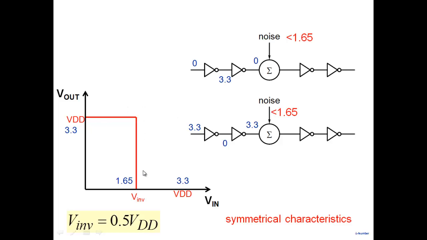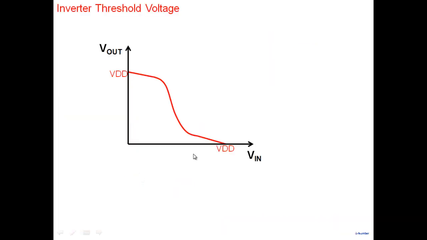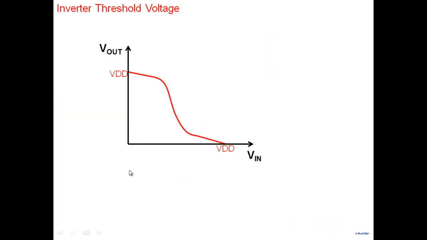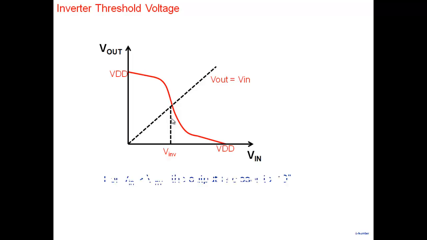Now, rarely would you find a characteristic like this. What you would find is maybe something like this here. So how do you define an inverter threshold voltage in this case? This criteria is fine. It indicates symmetrical characteristics, equal immunity for the lower and higher. But how do I define it for this one? I don't have a sharp transition. How do I define inverter threshold voltage? What we do is we draw a line V out equal to V in and find this intersection. And we call this point the V inverter.